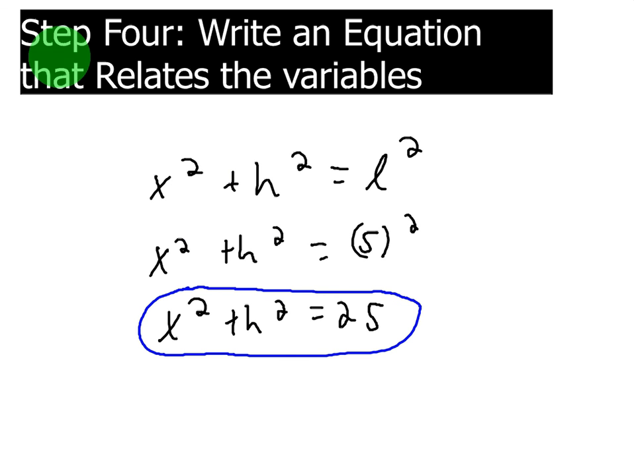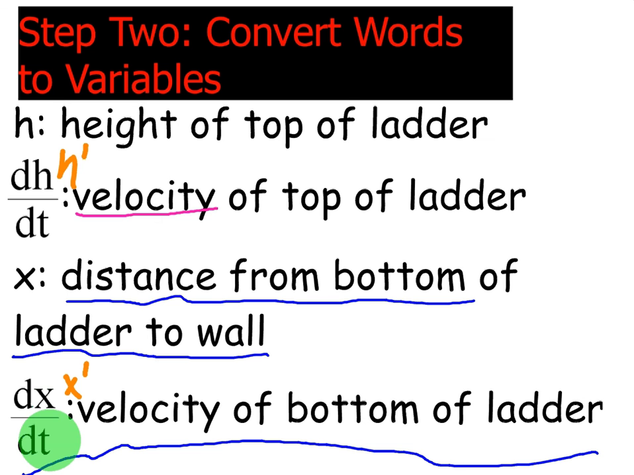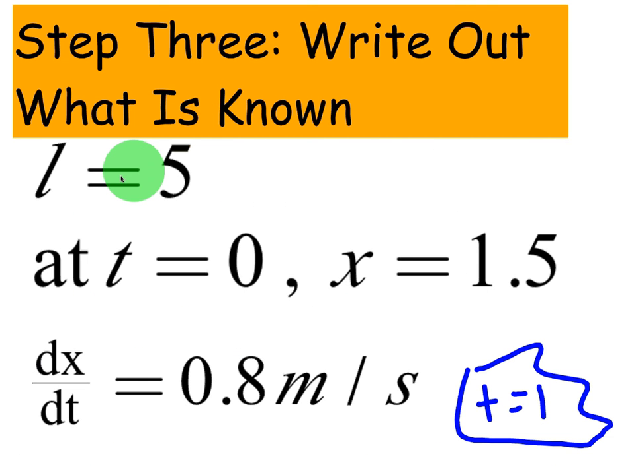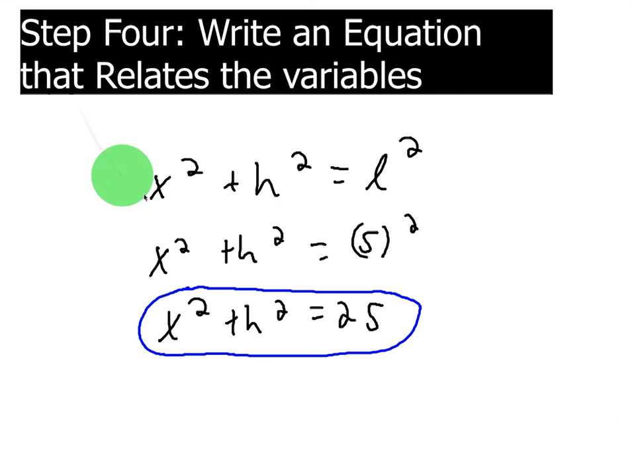Just to review from step 2, here are the variables we had: h for the height, and x being the distance from the bottom of the ladder to the wall. And then L, of course, is constant, 5. So if we relate x, h, and L, which is the length of the ladder, it'd be x squared plus h squared equals L squared. Again, the length of the ladder does not change, so you can go ahead and plug in 5 to get 5 squared, which is 25. So here's our formula: x squared plus h squared equals 25. This completes step 4 for example 2, which is to write an equation that relates all the variables.